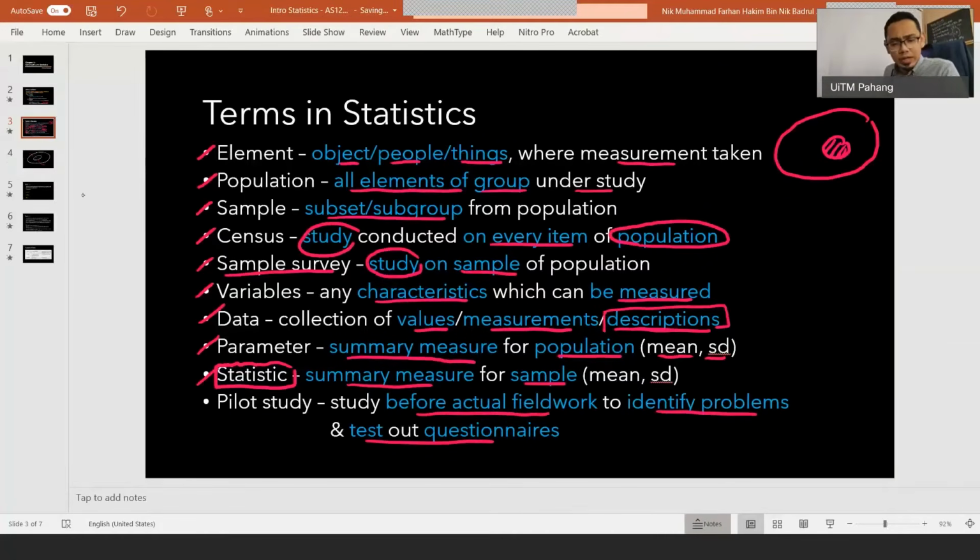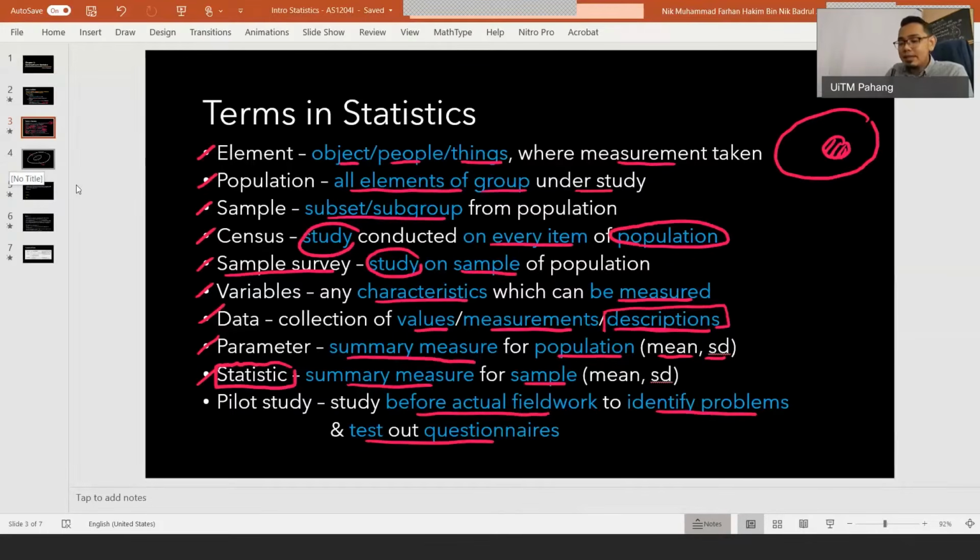Contoh-contoh soalan sensitif, kita tanya dia. Contohnya kita tanya, mempunyai HIV ataupun tidak. Tidak boleh tanya. That one is sensitive. Ataupun kita tanya, parti politik mana yang kamu sokong di dalam PRU yang lepas. Tak boleh tanya. That one is sensitive because it is private and confidential. Okay. So you have to test out your questionnaires by doing the pilot study.